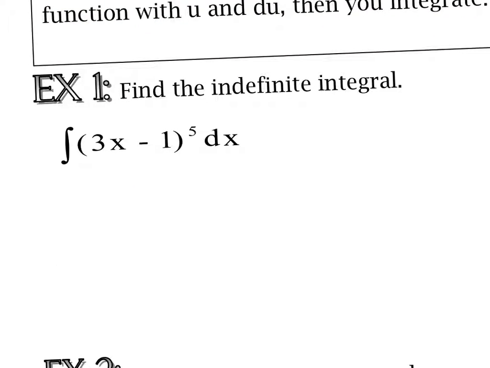We have this 3x minus 1 to the 5th power. So we are going to make this our u. So let's write that over here. U equals 3x minus 1. And let's do the same thing that we did when we were taking the derivative. Let's go ahead and differentiate. You get du equals 3, but we have to keep in mind the implicit form here. So this would be 3 dx.